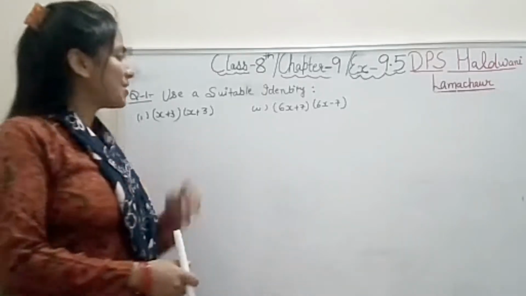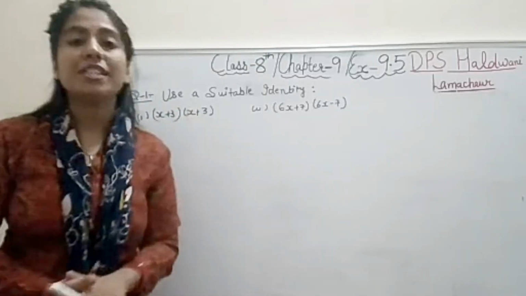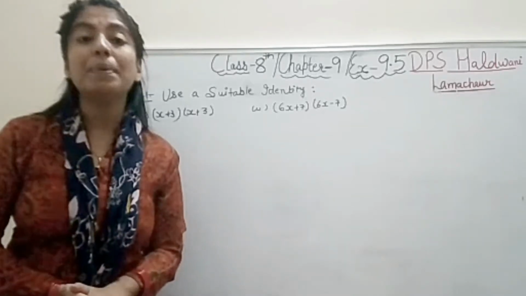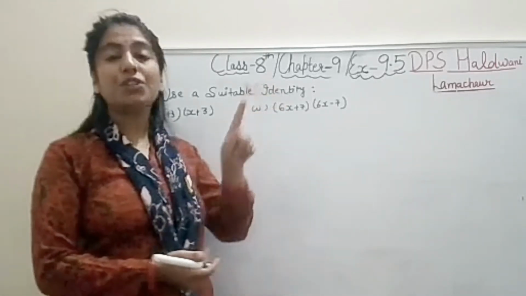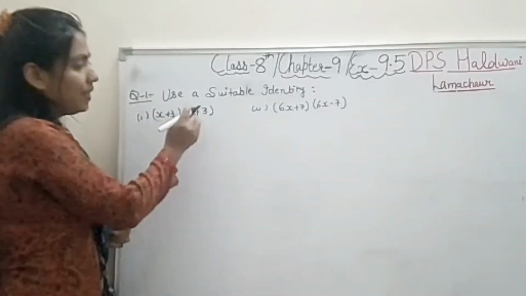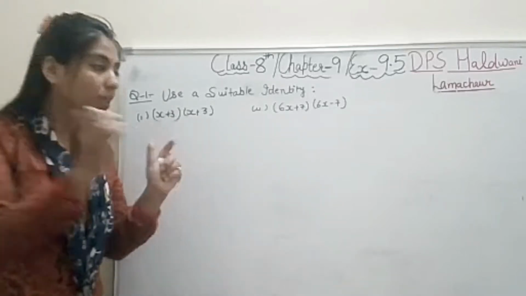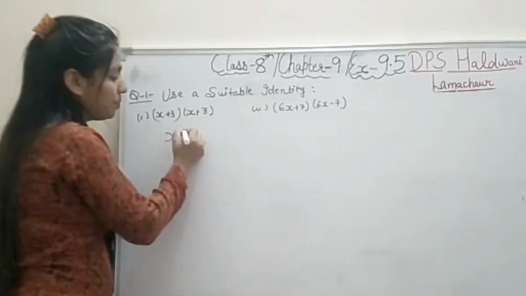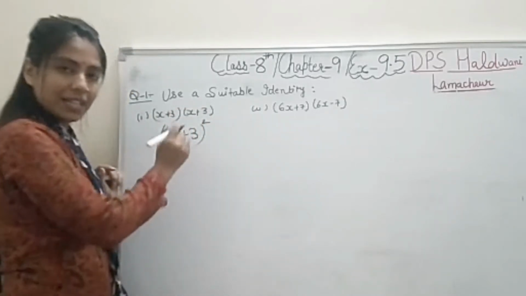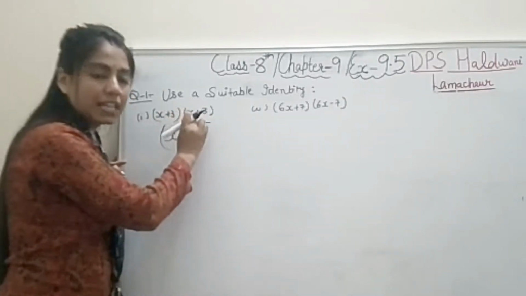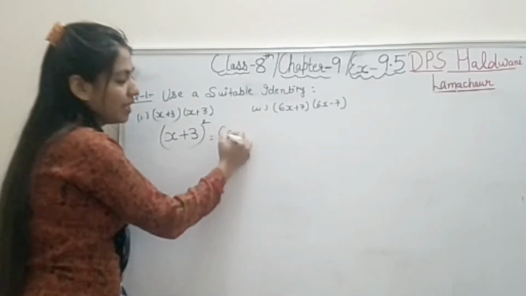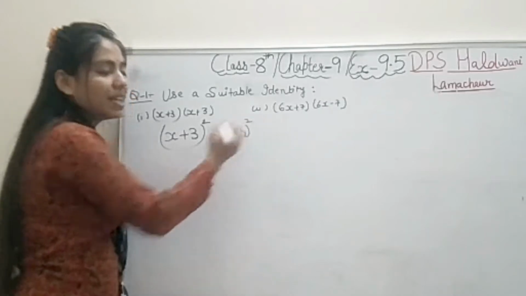Now students, coming to our question number 1: use a suitable identity and find the product. It is mentioned that you use the identity only. So see students, (x plus 3)(x plus 3). Both terms are the same, so it has come 2 times. So you can write (x plus 3) whole square, which is x plus 3 two times. So it becomes (a plus b) whole square.